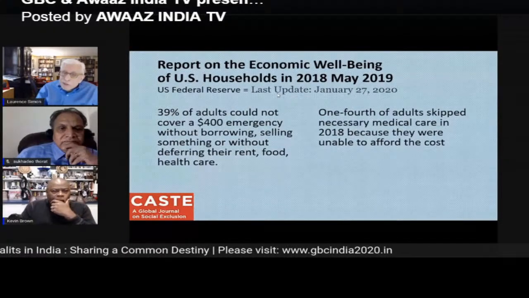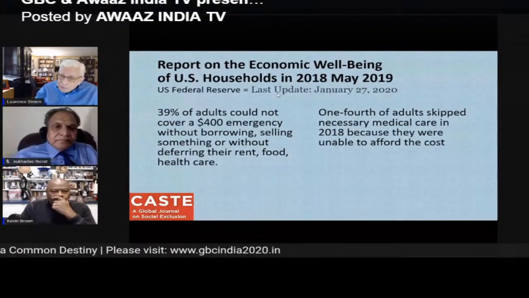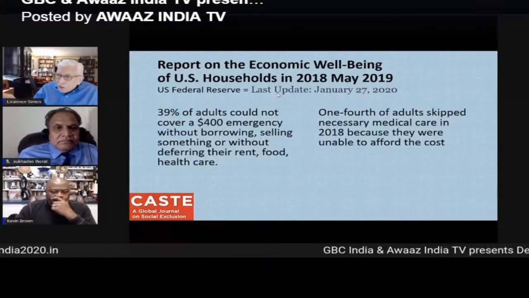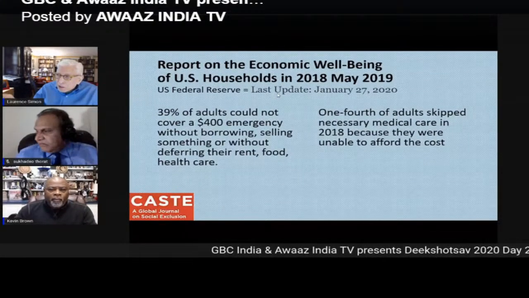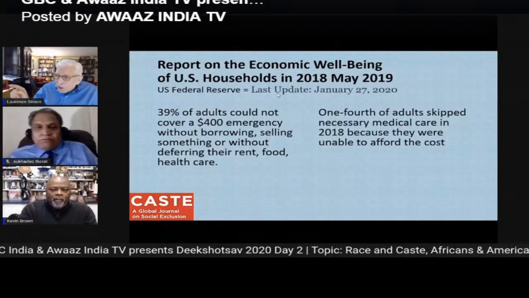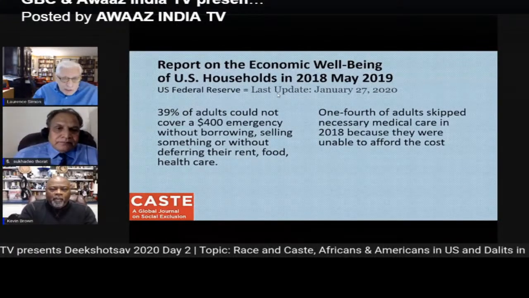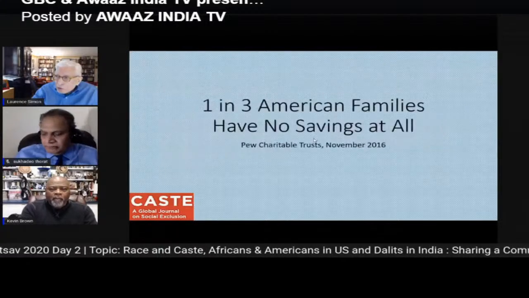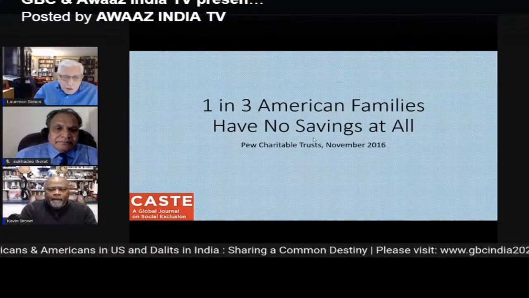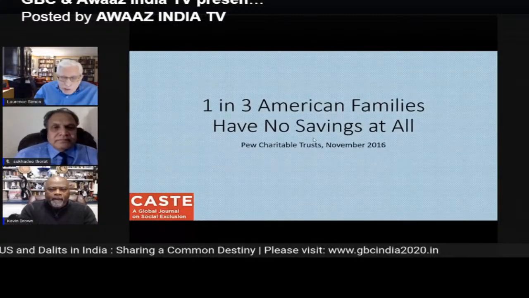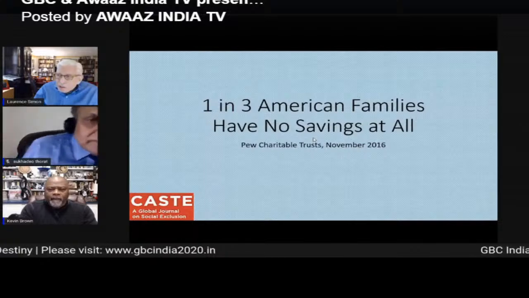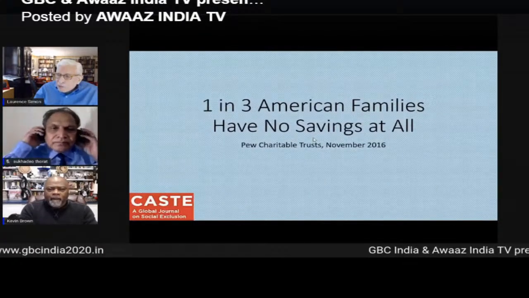Now, $400 in America, believe me, is a very small sum of money to have in a bank. A quarter of adults, the U.S. Federal Reserve says, skipped necessary medical care in 2018 because they were unable to afford the cost. Astounding in the richest country in the world. And then finally, and I close here, 1 in 3 Americans, according to a survey by the Pew Charitable Trusts, which is a major and very well-respected foundation in the United States, 1 in 3 American families have no savings at all.